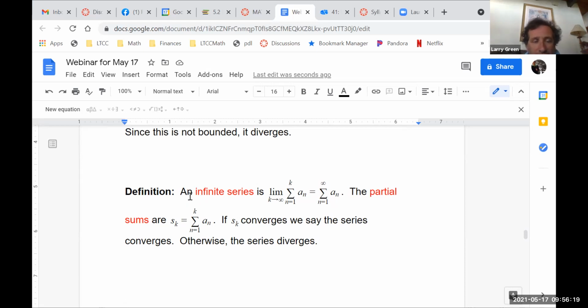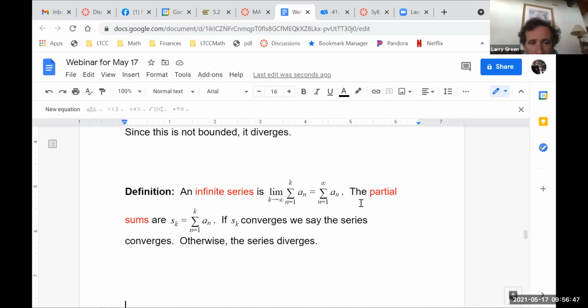And that is, an infinite series is the limit as k goes to infinity of the sum from n equals 1 to k of a sub n. And usually you don't even bother with the whole limit notation. It's too much work. You just write the sum from n equals 1 to infinity of a sub n. That's the notation.